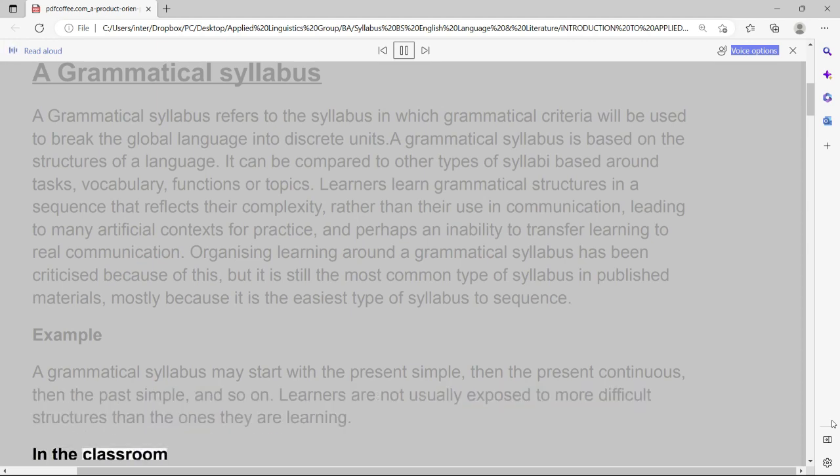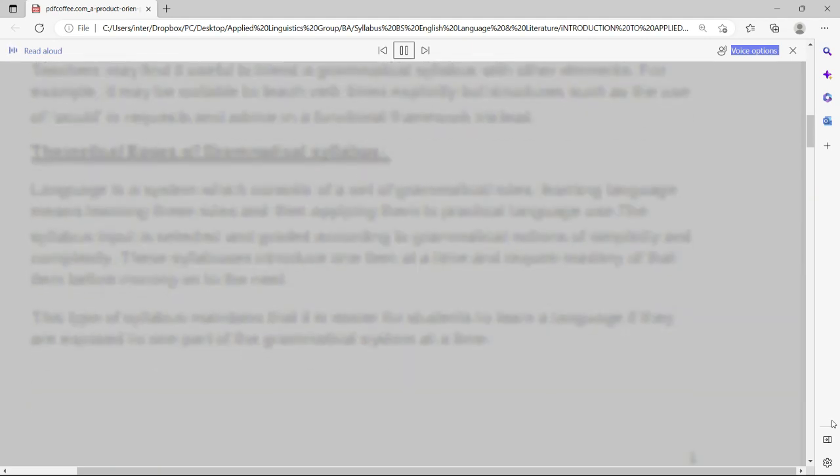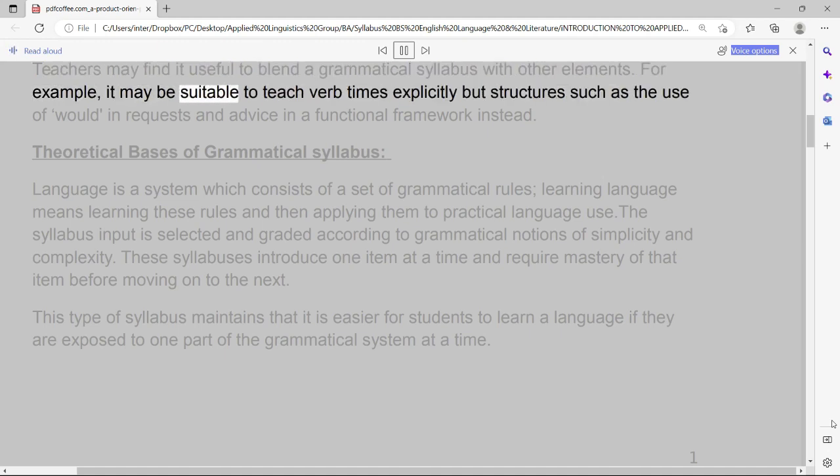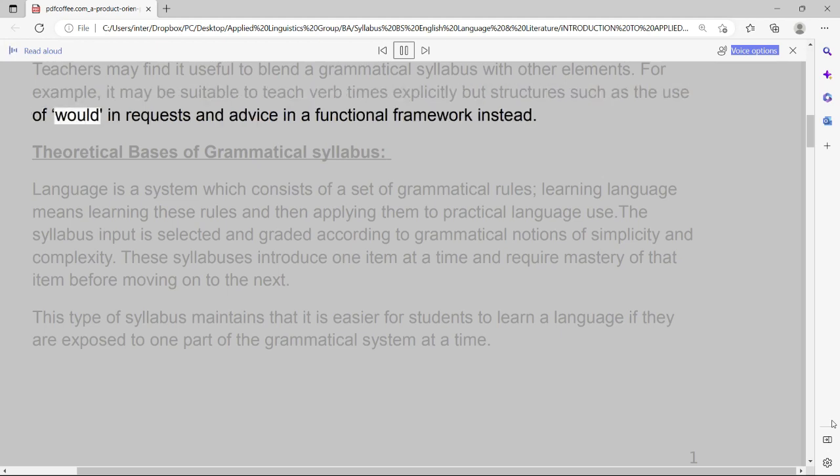In the classroom, teachers may find it useful to blend a grammatical syllabus with other elements. For example, it may be suitable to teach verb times explicitly but structures such as the use of would in requests and advice in a functional framework instead.